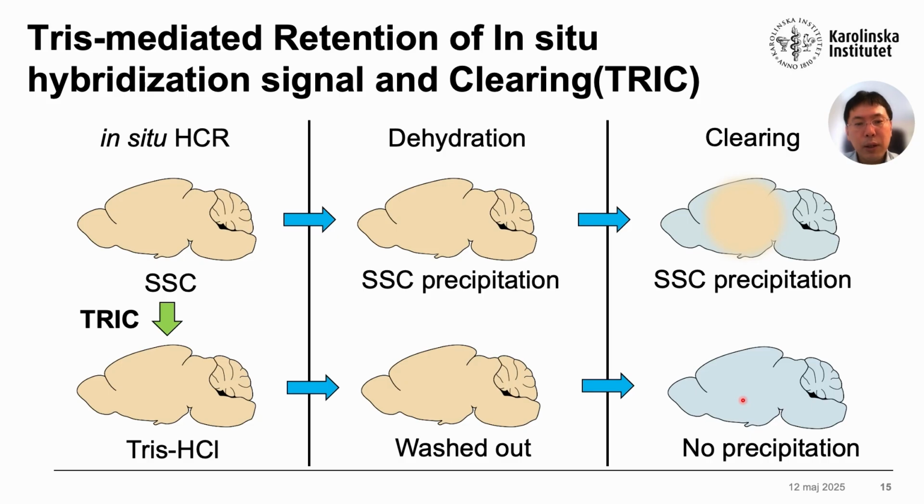We name this technique TRIC, which stands for Tris-mediated retention of in situ hybridization signal and clearing, and we refer to the full 3D RNA staining pipeline as TRISCO.